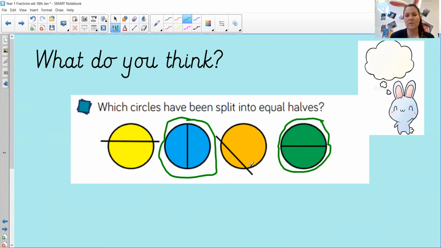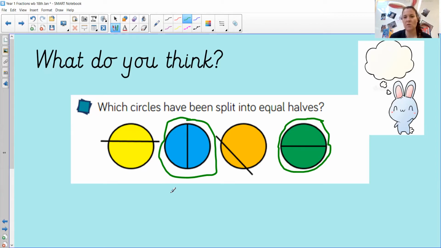Now, I know that this circle and this circle have not been split into equal halves because they're different. This part here is much bigger than this part, and this part here is smaller than this part. So they are not equal halves. Hopefully you agree with me.